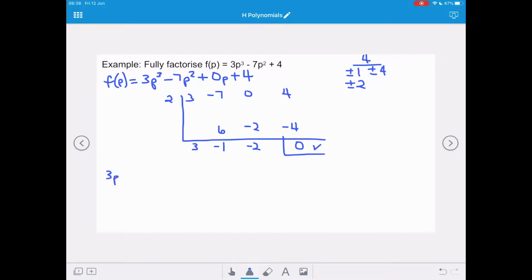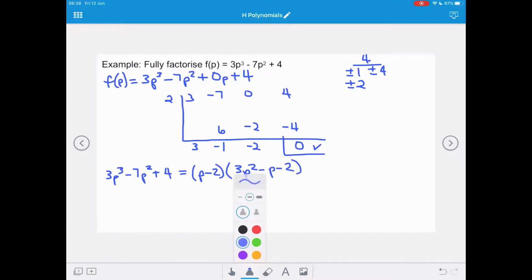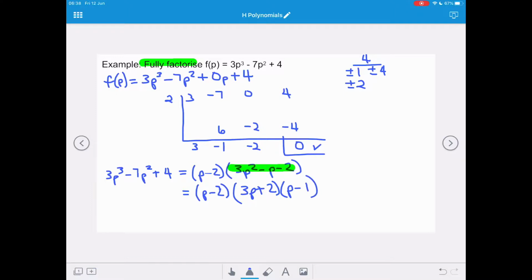So let's rewrite that as 3p cubed minus 7p squared plus 4, and that's going to equal our p minus 2 factor and our 3p squared minus p minus 2 quotient. And we can then factorize fully, which means that we need to factorize that second bracket of our quotient. And so we're going to get p minus 2 upon 3p plus 2 and p minus 1, which is our function fully factorized.